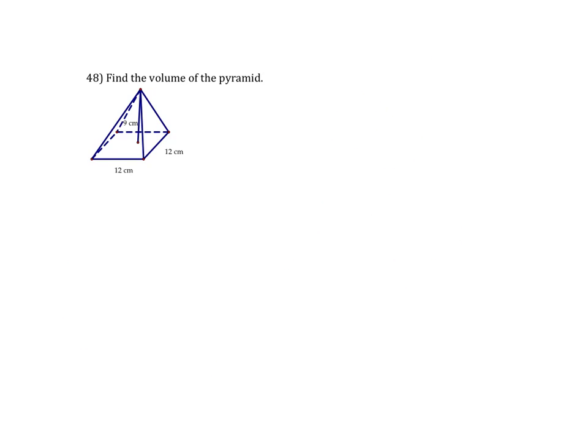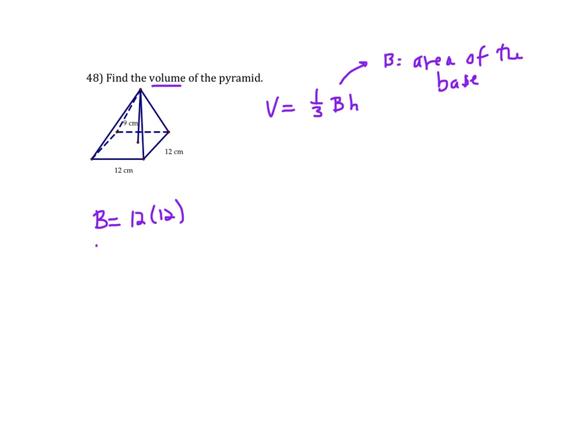At number 48, we're asked to find the volume of the pyramid. So we'll start with the volume formula, which is 1/3 times the area of the base times the height. So capital B is not just the length of one side of the base, but it is the area of the base. So if you take a look, notice that our base is a square, so the area of the base would be just 12 times 12, or 144 square centimeters.